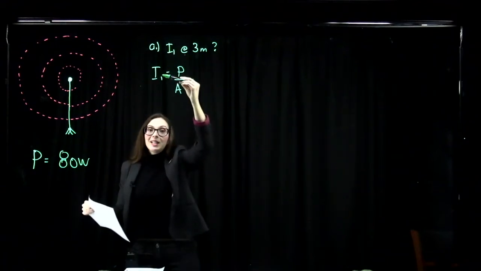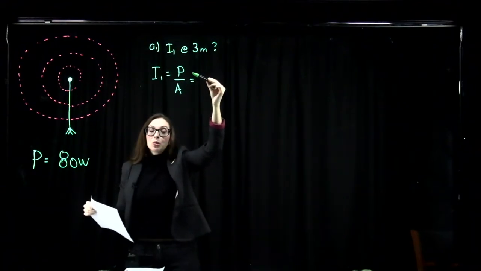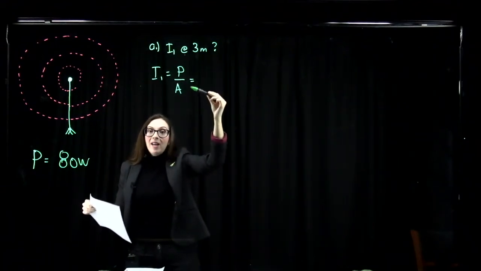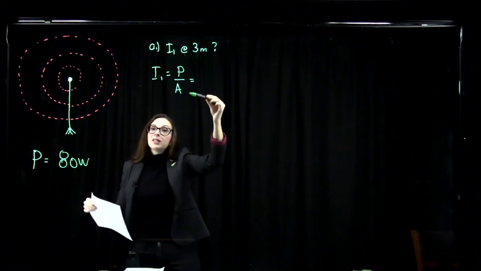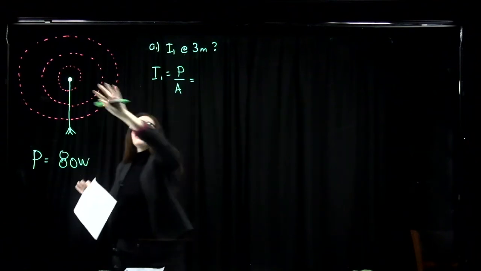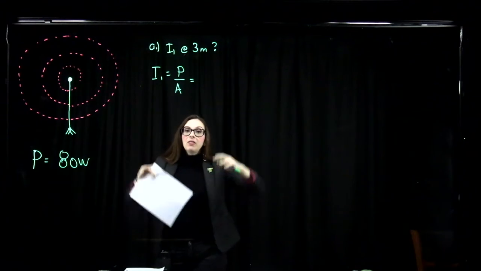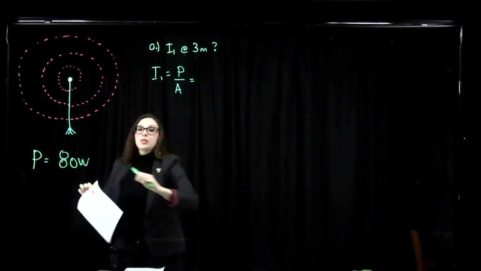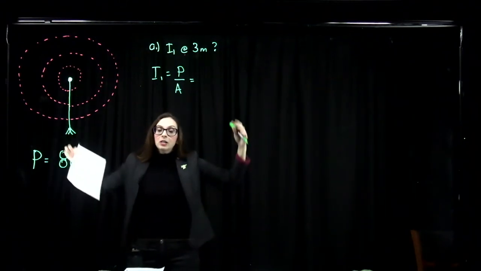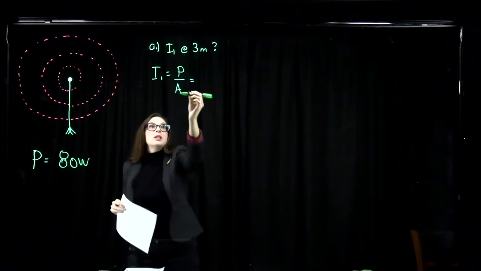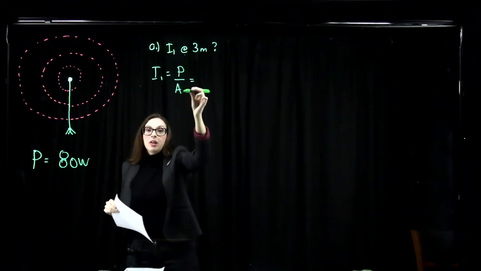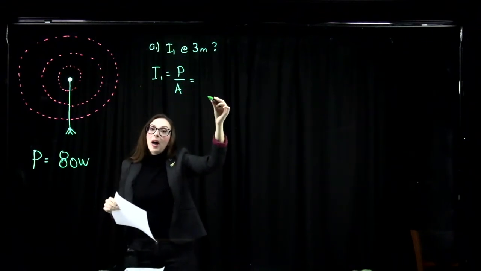We know that the intensity of the sound is equal to the power of the source divided by the area. And in this case, the area is the surface area of a sphere. These sound waves are leaving from the source, and they're going out in these concentric spherical shells. So this area here is the surface area of a sphere, which is 4 pi r squared.